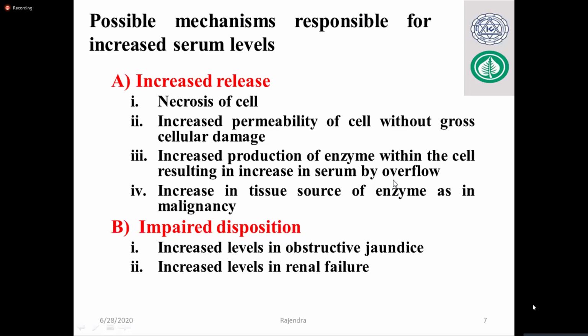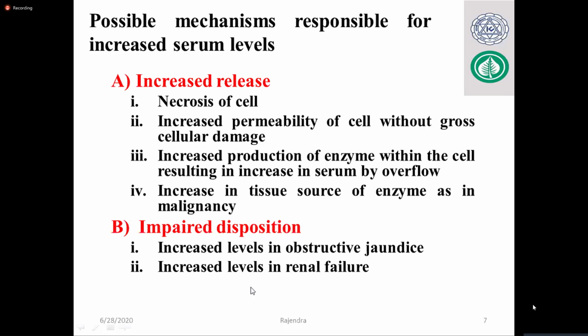Increase in tissue source of enzyme is malignancy. Yes, this is a very abnormal condition. Suppose a person has a tumor or malignant tumor or carcinoma. We know that carcinoma or malignancy is abnormal proliferation of cells. That means proliferation of abnormal cells. Suppose generally there are 1,000 cells, now due to malignancy there are a million cells. That means the amount of certain enzymes or proteins is definitely high, because the number of cells is very high in malignancy. And these are the increased release.